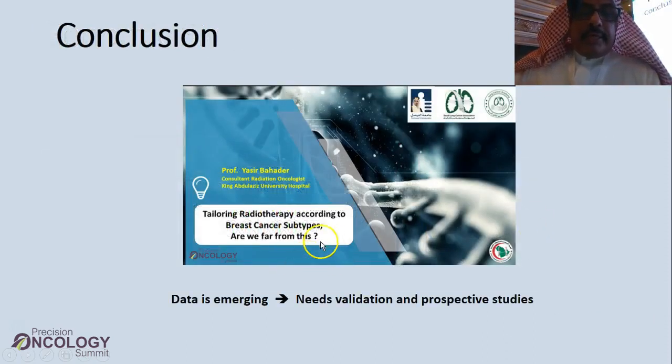So in conclusion, tailoring radiation therapy according to breast cancer subtypes, are we far from this? The answer is that the data has really been emerging in the last few years. We still need validation for most of these data in prospective studies.